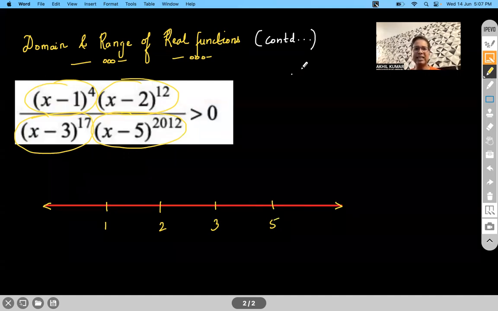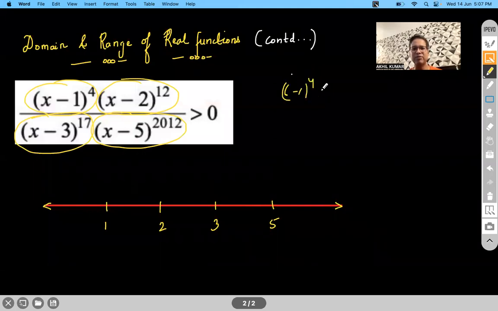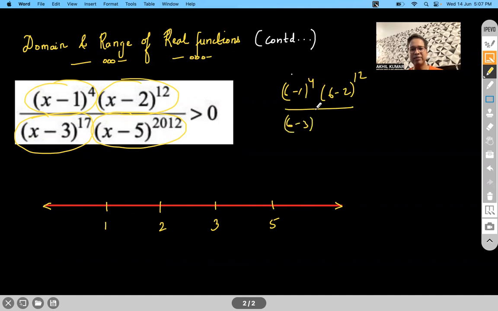If I put a 6 here, I get 6 minus 1 to the power 4, 6 minus 2 to the power 12, 6 minus 3 to the power 17, 6 minus 5 to the power 2012. But you don't have to calculate these values because you will unnecessarily waste time. What I see is each one of them is positive. So overall, this entire expression will be what? Positive only? Yes or no?